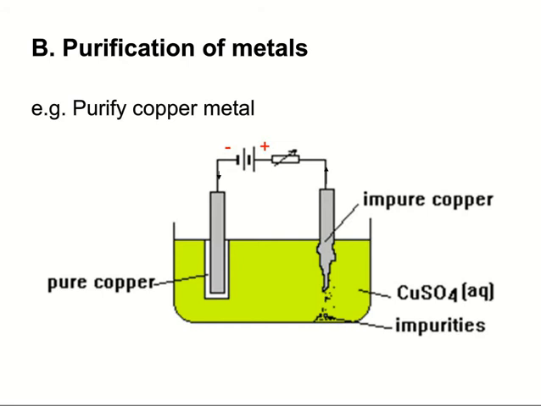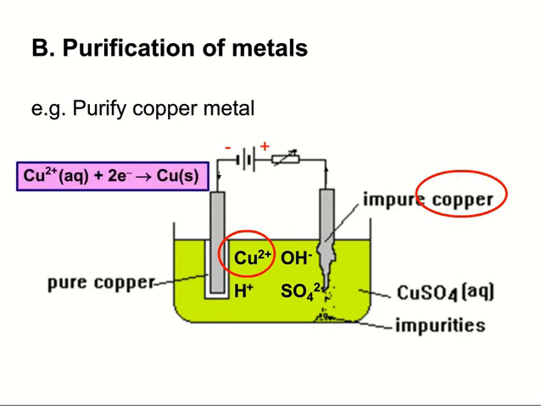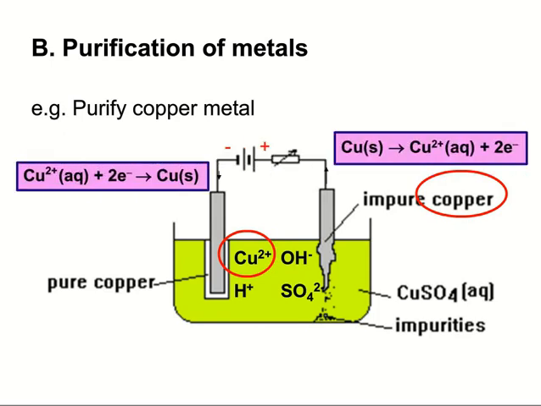Purification of metals. Copper metal purification you can check once again. Pure copper is the cathode, and impure copper is taken as the anode. Copper sulfate solution is taken, where the anode decays, that means its mass is reduced, dissolved in solution, and impurities settle at the bottom. Copper is deposited at the cathode, and copper dissolves at the anode.